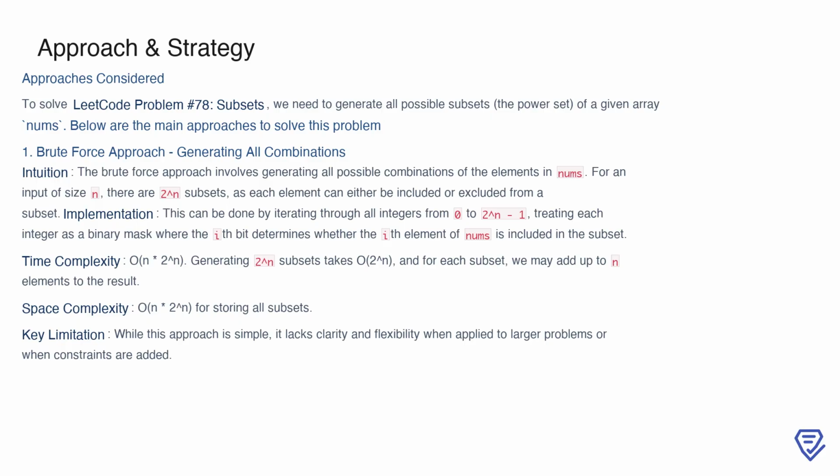To implement this, we iterate through all integers from 0 to 2^n - 1, treating each integer as a binary mask. Each bit in the mask represents whether the corresponding element in the array is included in the subset. While this approach is simple and systematic, its efficiency is a concern. The time complexity is n * 2^n, because we generate 2^n subsets and, for each subset, may process up to n elements. Additionally, the space complexity is also n * 2^n, to store all the subsets.